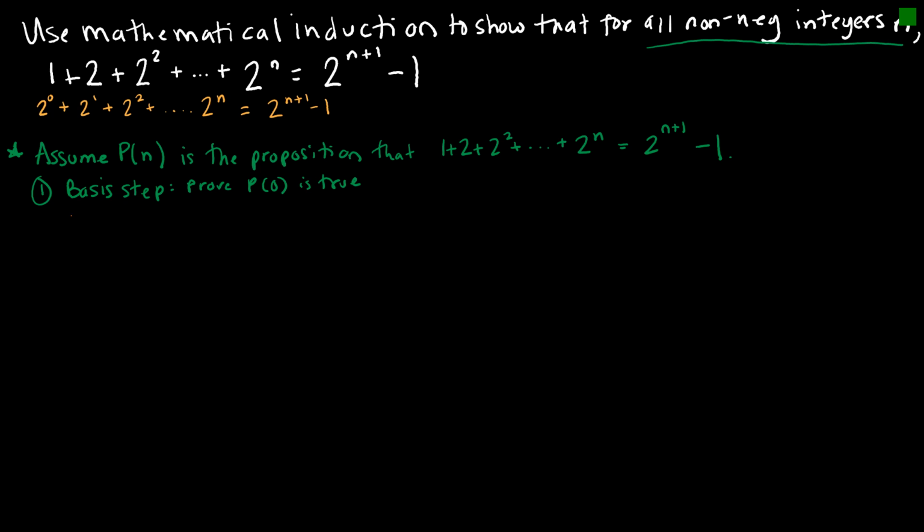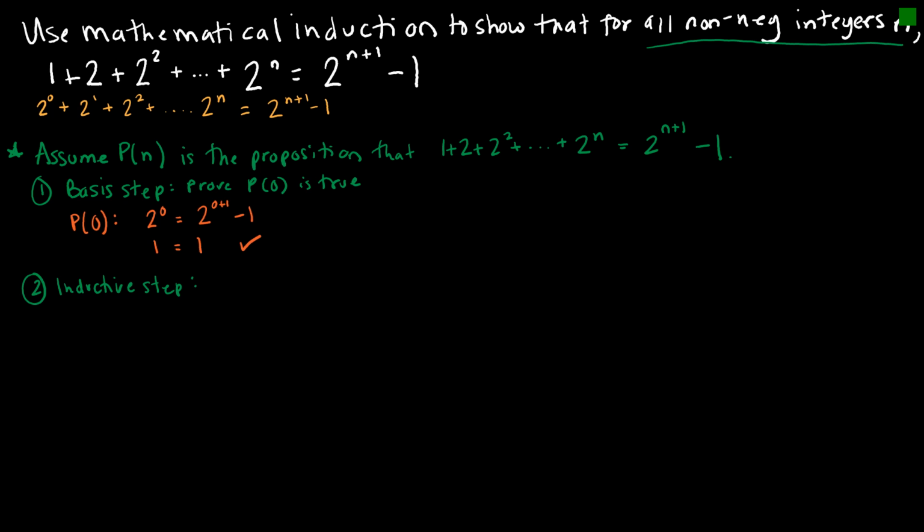So I'm going to say P of 0 means that 2 to the 0 is equal to 2 to the 0 plus 1 minus 1. And 2 to the 0 is 1. And 2 to the first is 2. 2 minus 1 is 1. And therefore I have in fact proved that P of 0 is true. So basis step complete.